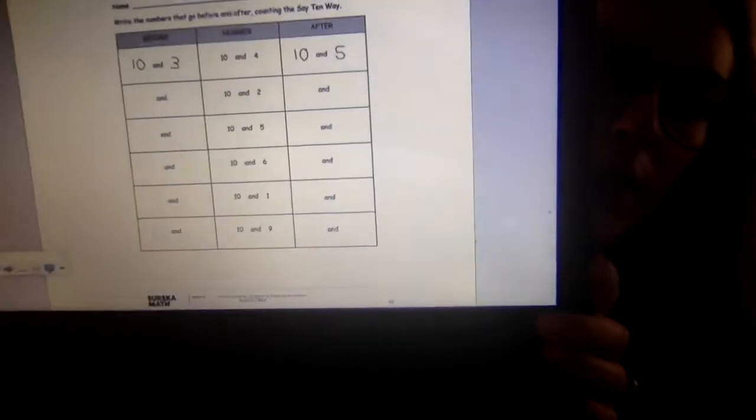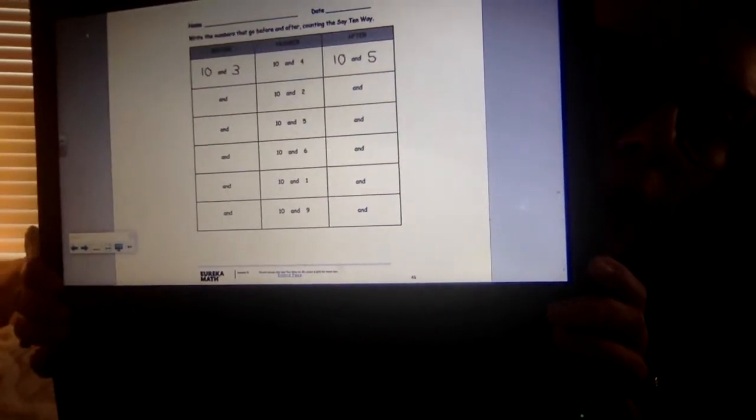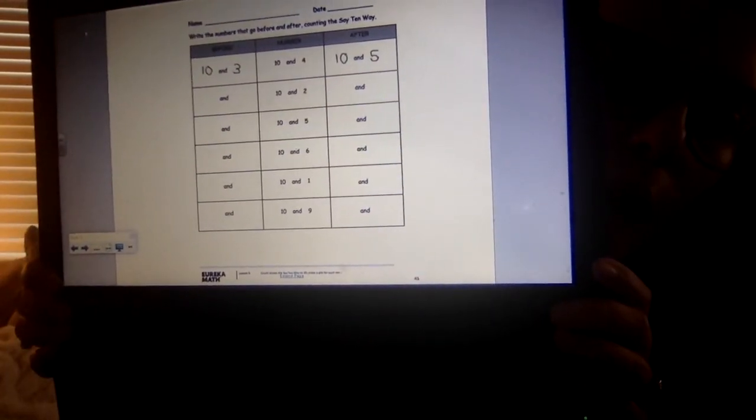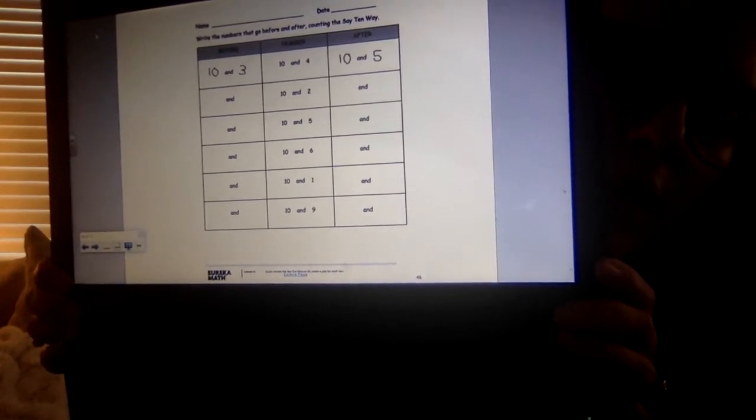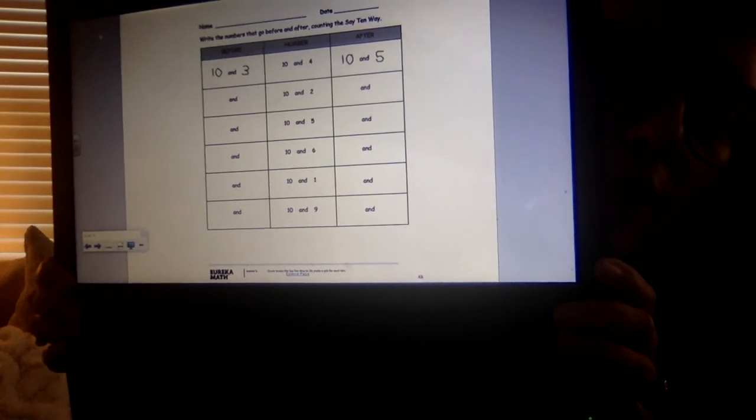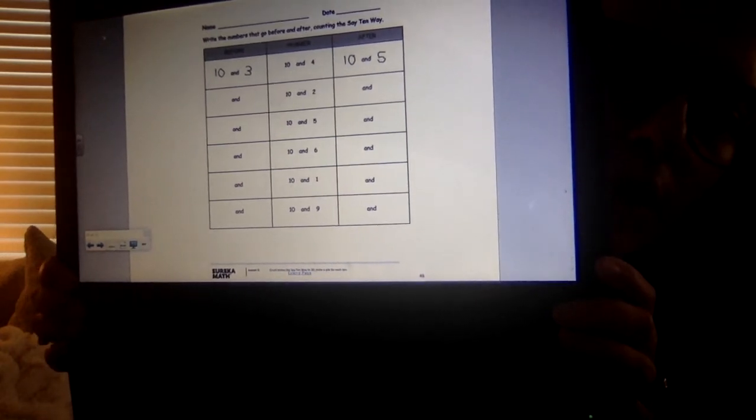So we practiced counting the say 10 way, and your paper is a little bit tricky, so I want to show it to you. It looks like this. It's got 3 columns, and in the middle it says number, and on the right and the left it says before and after. So I'm going to go down the middle column and read the numbers to you. 10 and 4, 10 and 2, 10 and 5, 10 and 6, 10 and 1, 10 and 9.